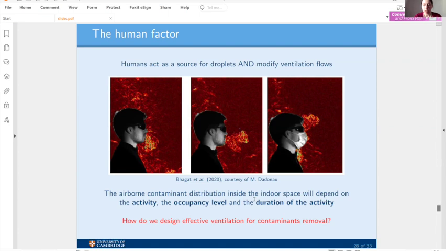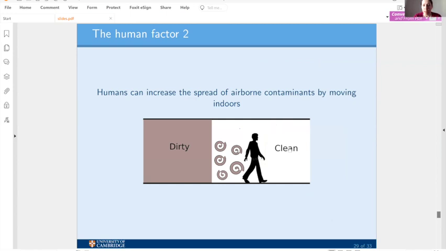Now, there is also another way in which we humans can modify the contaminant spread inside the indoor environment. Let me just give you a very simple example of that. Let us imagine that we have a dirty area inside a corridor and a clean area inside the corridor. That would be, for example, a typical situation which we can encounter inside a hospital corridor. Now, when a person moves from the contaminated area into the clean area, there is a wake behind this person, and they are going to transport contaminants from the dirty area into the clean area inside their wake.